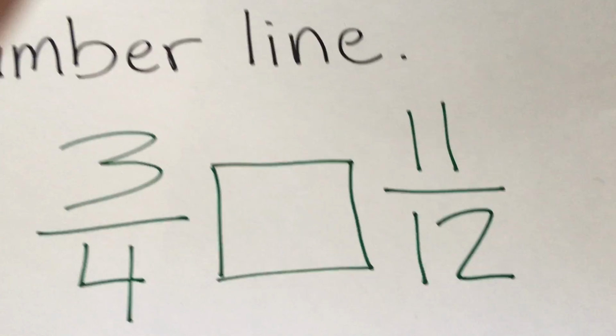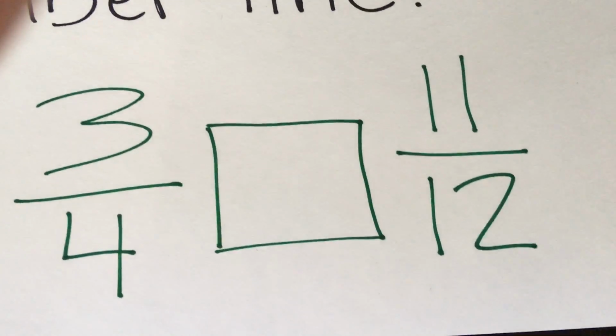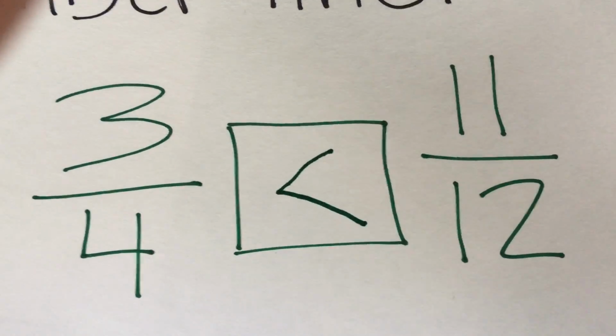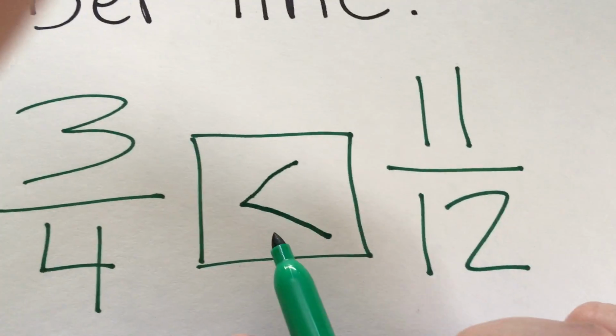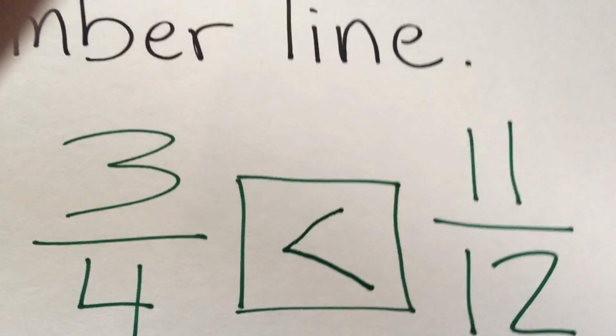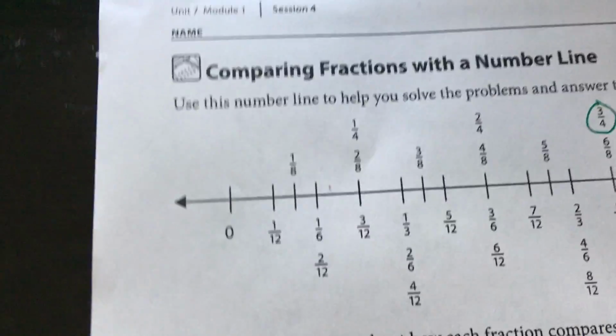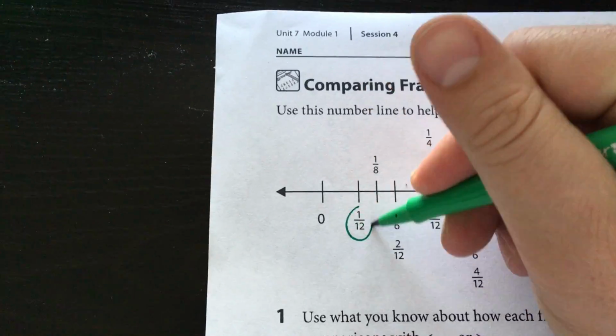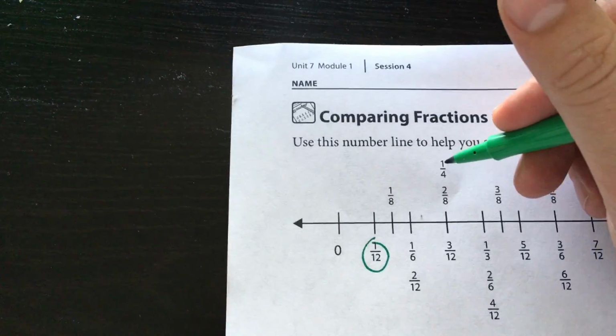So I can take that example problem from earlier. I'm comparing 3/4 and 11/12, and I know that 11/12 is going to be greater than 3/4, or 3/4 is less than 11/12. That's how we would read that number sentence. Now let's look at another one, but we're going to compare to 0 instead of 1. I want to compare 1/12 to 1/4.